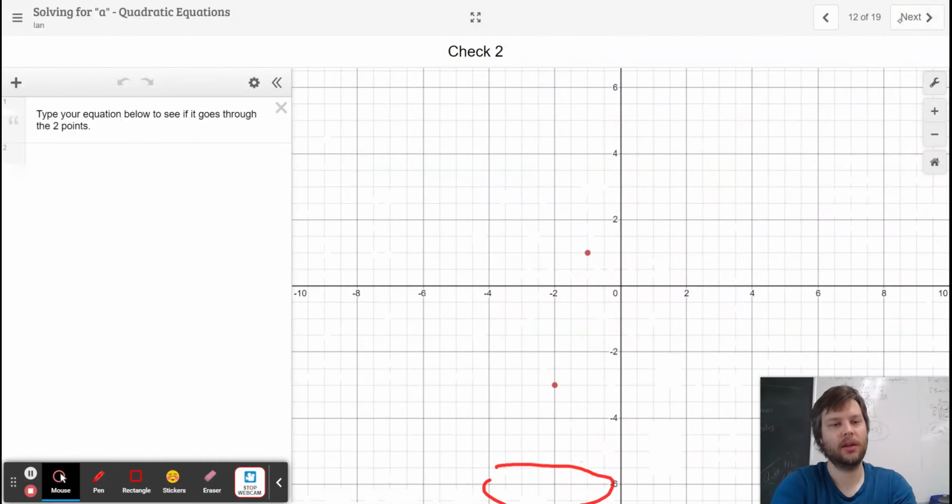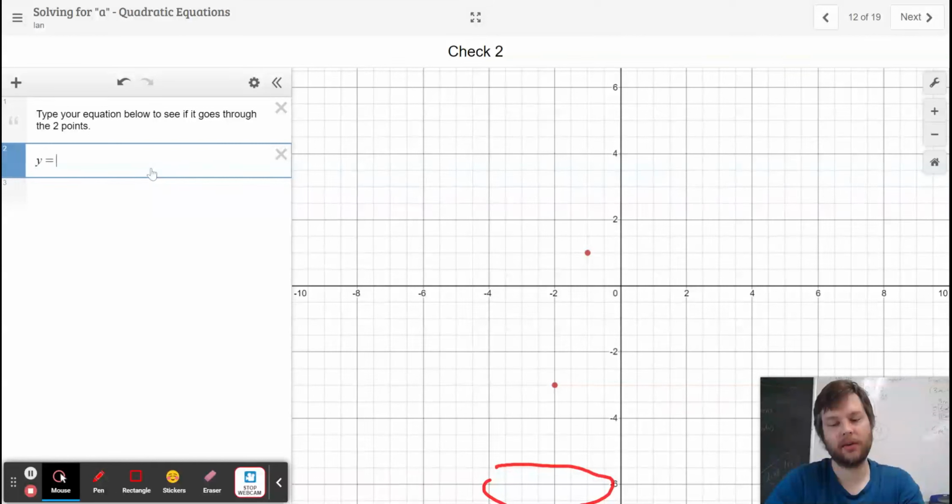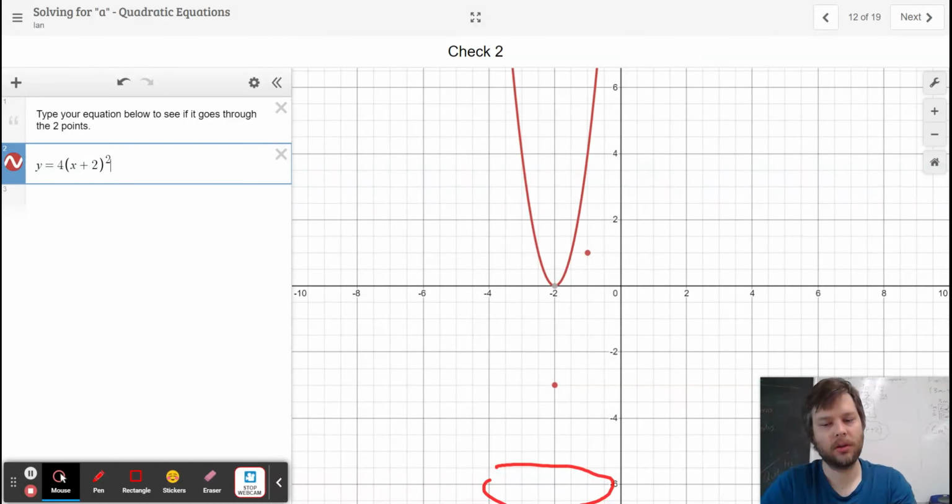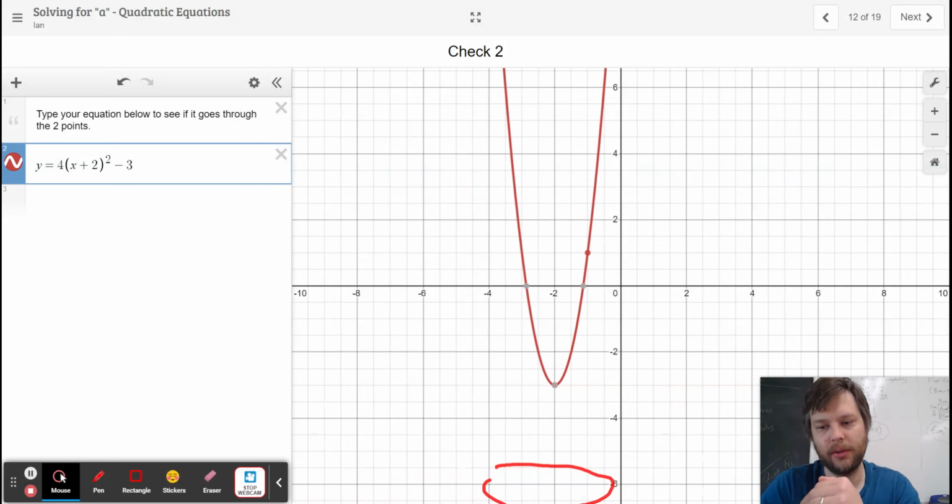And we can try that out here. Y equals 4 times x plus 2 squared minus 3. And it goes through the points.